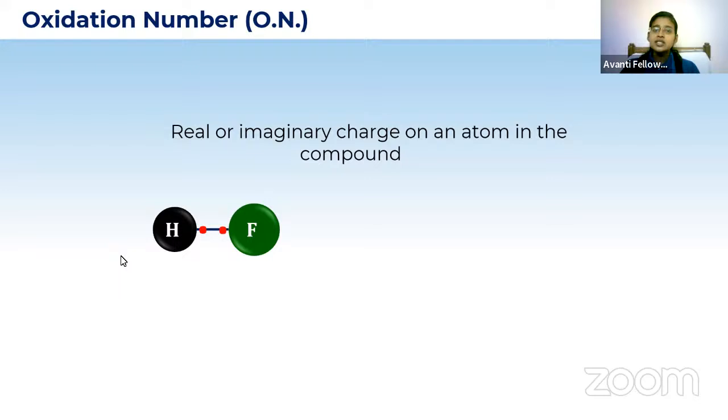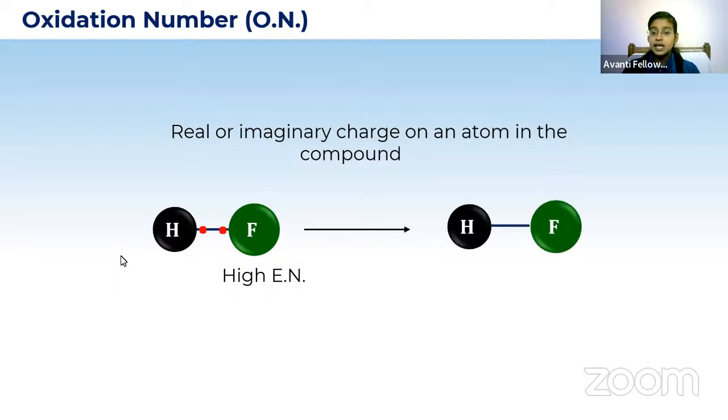And since fluorine is highly electronegative in nature, what will happen? What is meant by electronegativity? The tendency of an atom to attract the shared pair of electrons towards itself. That is called as electronegativity, right? So even though we have two electrons in the bond between hydrogen and fluorine, one electron belongs to hydrogen and the other electron belongs to fluorine, right? But since fluorine is highly electronegative in nature, what will it do? It will pull the shared pair of electrons towards itself.